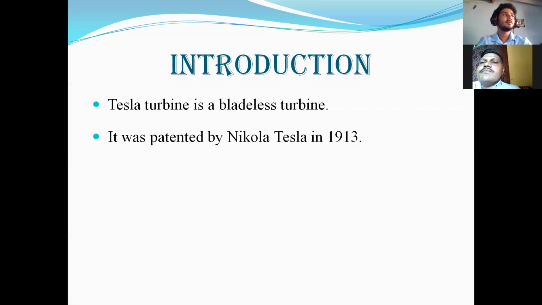The Tesla turbine is also known as the bladeless turbine because in 1913 Tesla came up with a new idea. He replaced the blades of a turbine with smooth discs, and by that it got the name bladeless turbine.